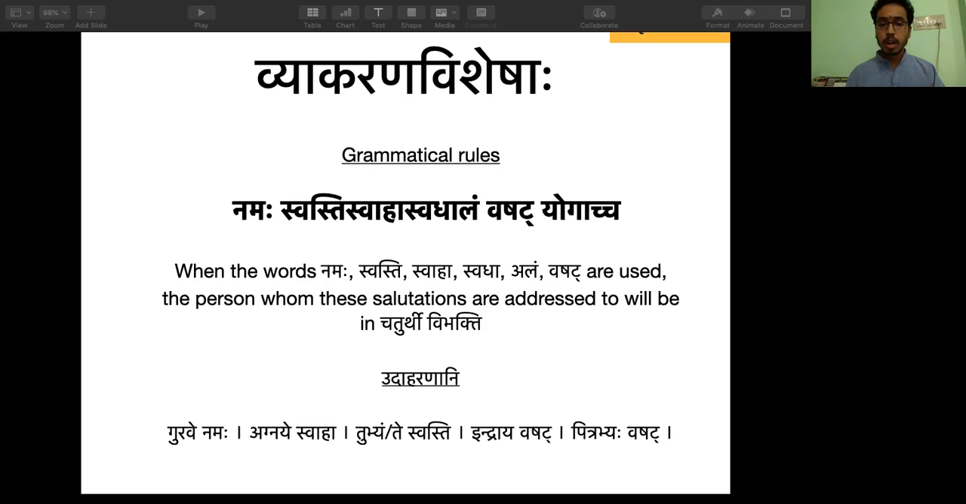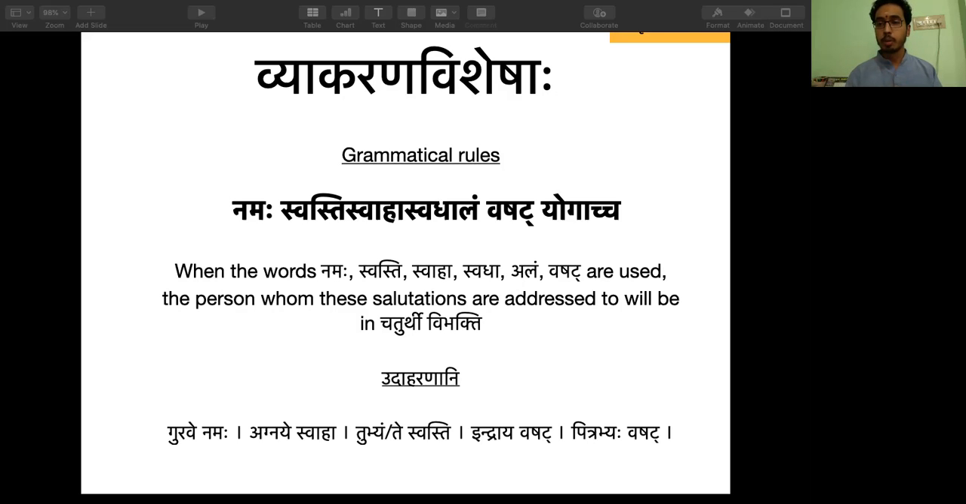For example, Gurave Namaha. Guru Shabda is Ukaranta Pullinga. Chaturthi is Gurave. So Gurave Namaha. Ganeshaya Namaha. Ganesha is similar to Rama. Ramaya Namaha. Ganeshaya Namaha. Gurave Namaha. Shambhave Namaha. So you are saluting someone, and to whomever you are saluting, that person will get Chaturthi Vibhakti.